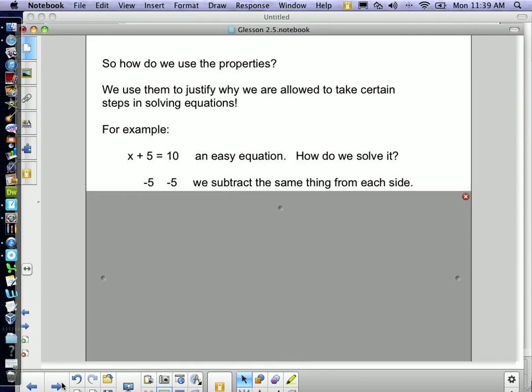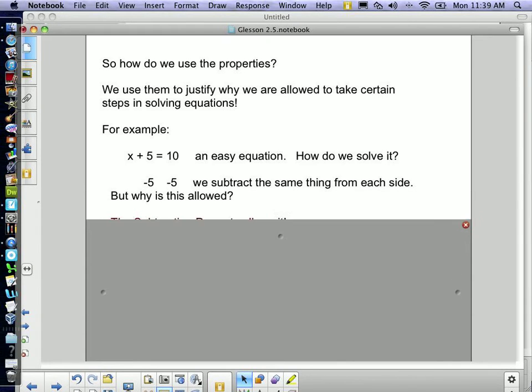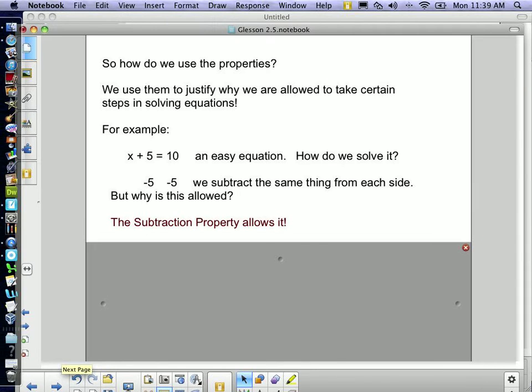So that's what we're doing here. We don't just say, I'm subtracting 5 from both sides. Why? Why are you allowed to do that? What gives you that permission? Justify it. Why? Because the subtraction property tells me I can subtract whatever I want from both sides of an equation. And we get our solution. I mean, very, very simply, we get x equals 5.